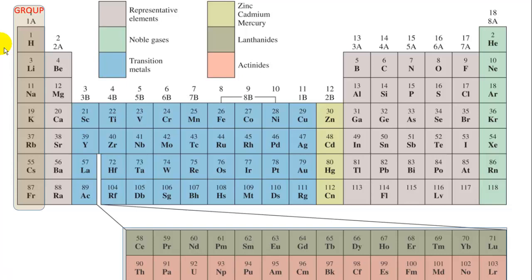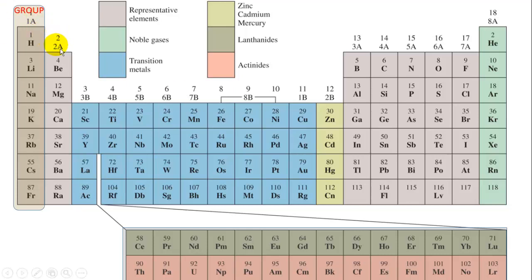Periodic trends are found by looking at the periodic table. The first thing that we have to look at is the way elements in the periodic table are organized. If we go down a column in the periodic table, we're actually looking at the group. So this would be group 1, or depending on the version of the periodic table you're using, group 1A.